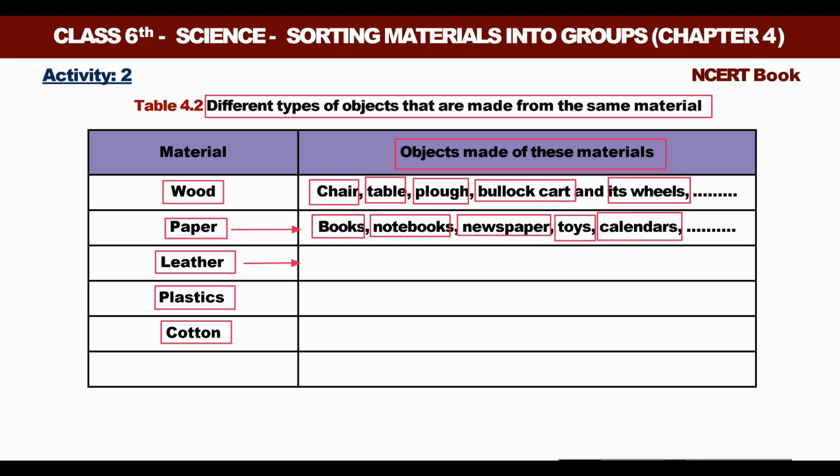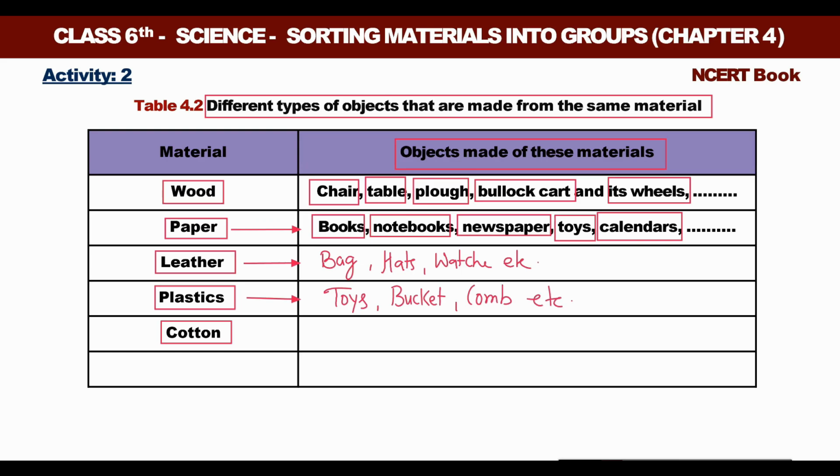Leather, we can say that bags, hats, watches, etc. are made up of leather. In a similar manner, the objects made up of plastics, like toys, are made up of plastics. A bucket is made up of plastics. A comb is made up of plastics, etc. So many things are made up of what?